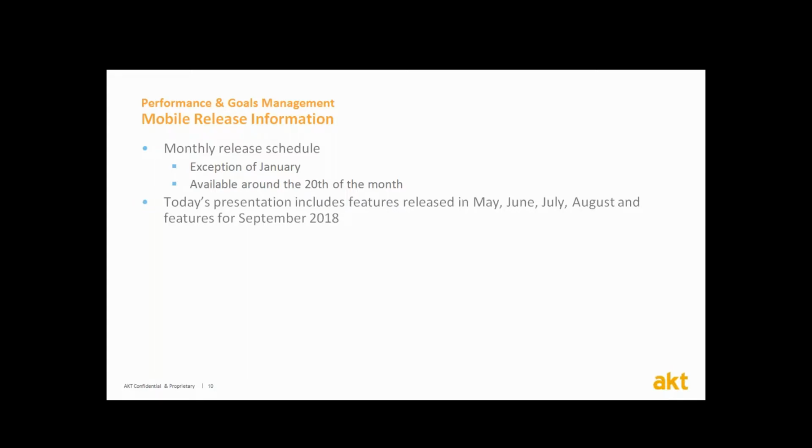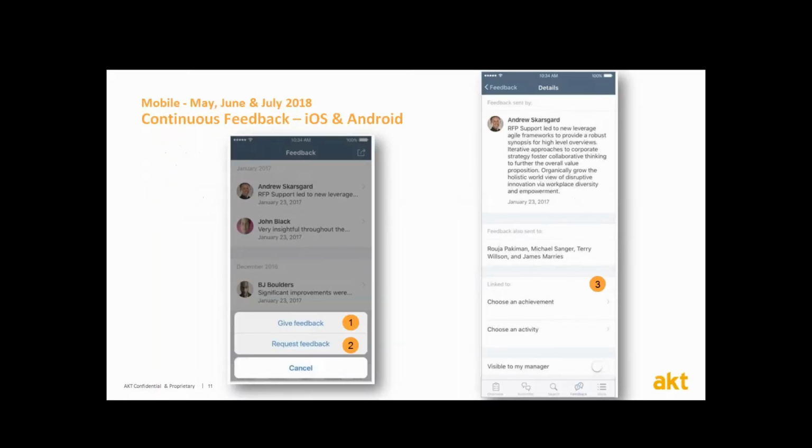Moving on to the mobile release schedules. So mobile, as you know, follows a monthly release schedule and not a quarterly one. Unlike the web, the releases are expected on a monthly basis, with the exception of January, when SAP doesn't have a release. The mobile application updates are usually available around the 20th of the month, and the content of today's presentation includes features already released in May, June, and July, and features scheduled to be released in August and September.